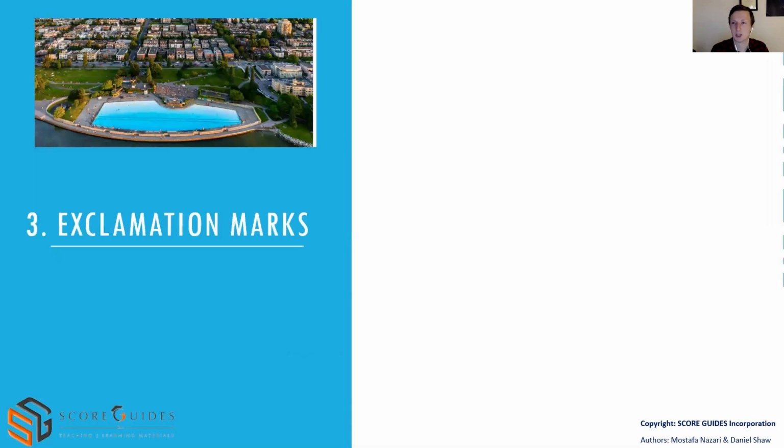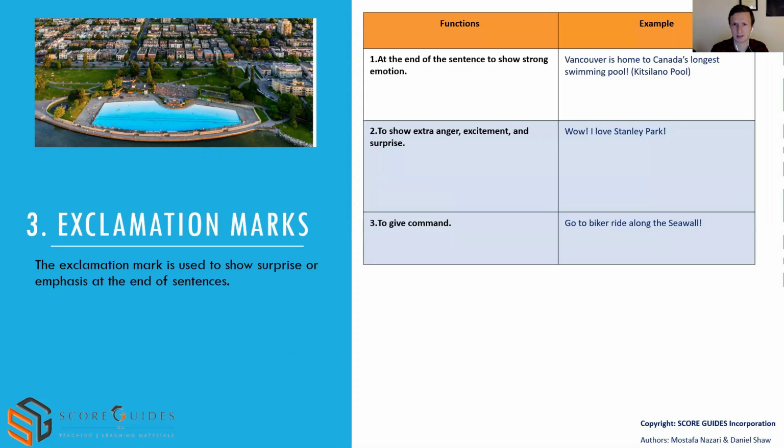All right, next we're going to look at exclamation marks. This is used to show surprise or emphasis at the end of sentences. So what do I mean? Let's have a look at some examples. In this table, we have three functions again and three examples to help you understand.